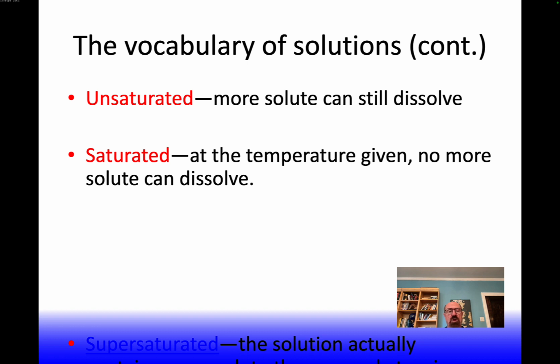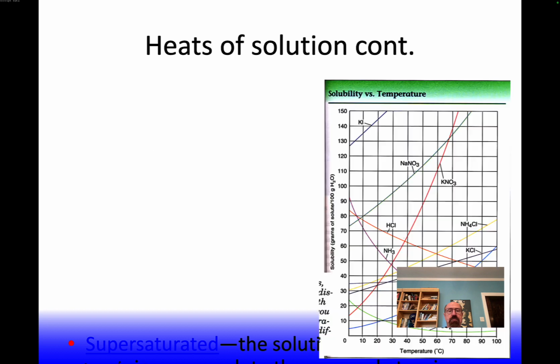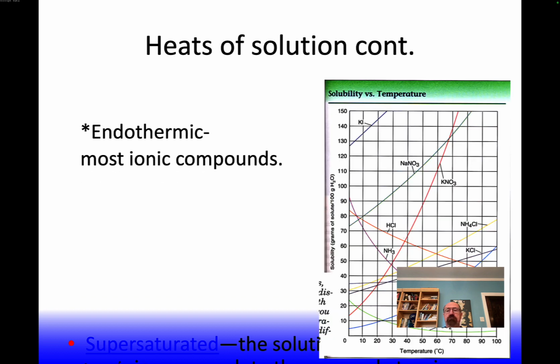If you have trouble figuring it out, because there are other kinds of solutions like alloys and things like that, the solvent is the substance with the greater percent mass. Unsaturated. So we've got three basic terms to describe solutions. An unsaturated solution means more solute can be dissolved.